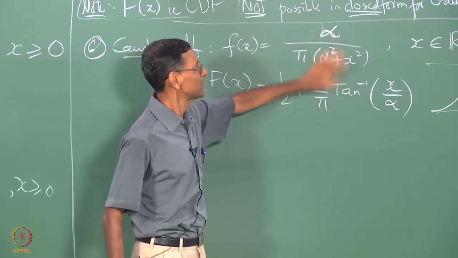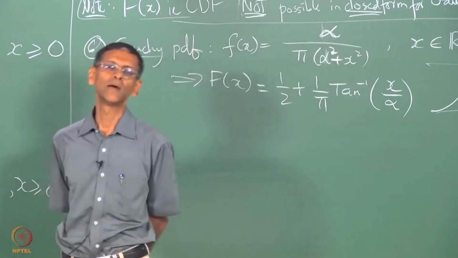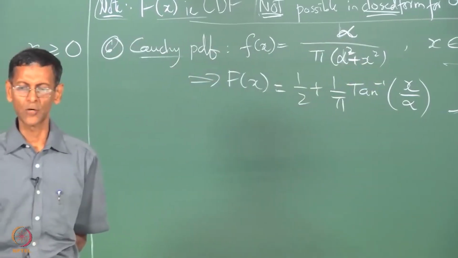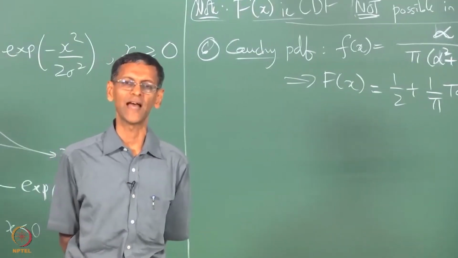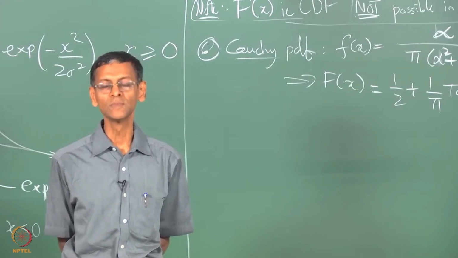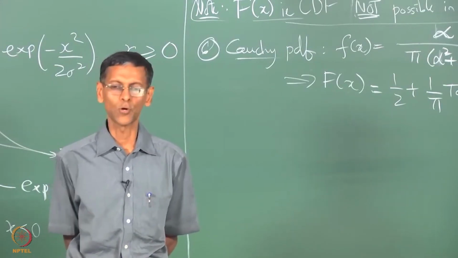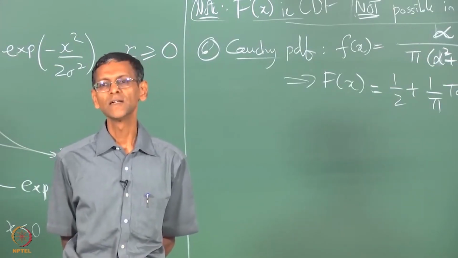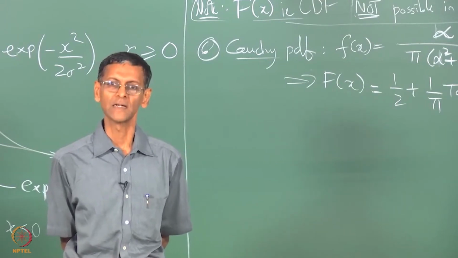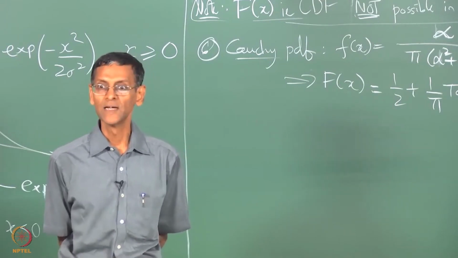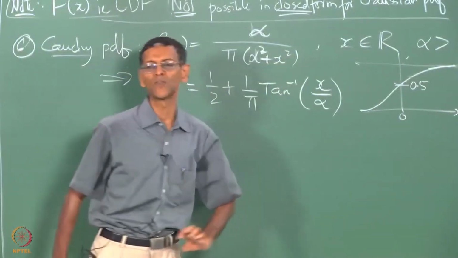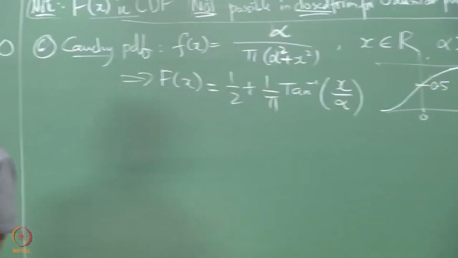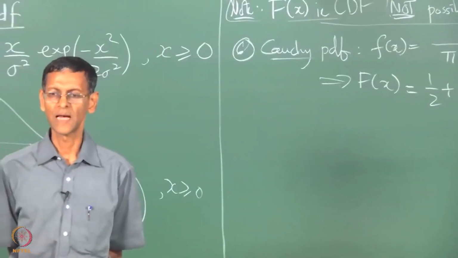If I had something like 1 by x, or 1 by 1 plus x or something, if you want to construct a PDF like that, what is the immediate problem you run into? Let us say you want to go all the way to infinity. It will not be integrable, it will not have a finite integral, it will not have finite area. So this x squared is almost like the smallest power of x in the denominator that is required for having a finite area.